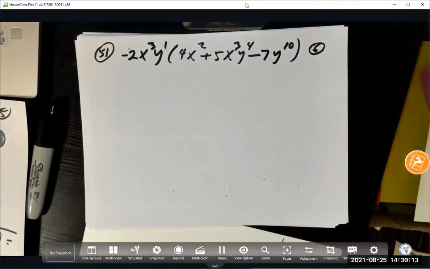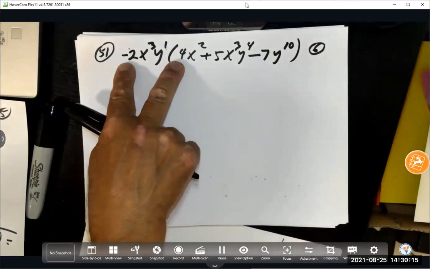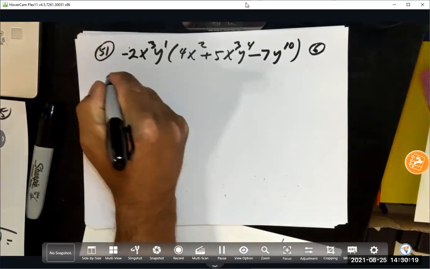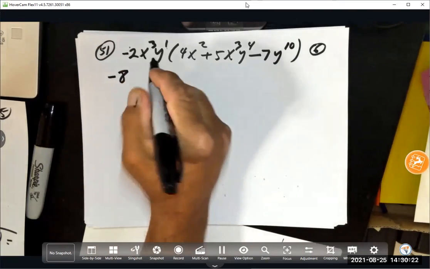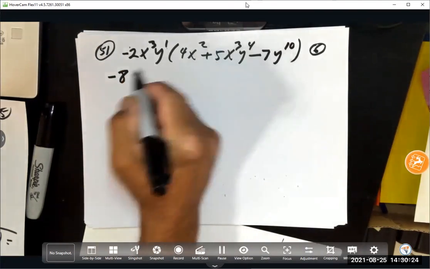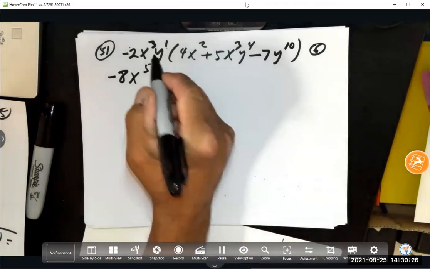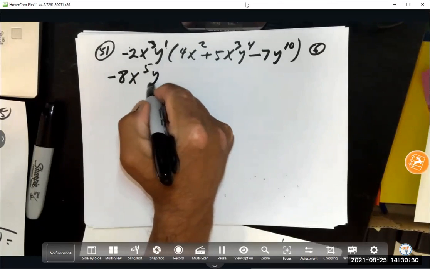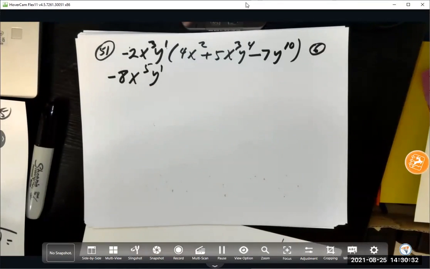You ready? First thing I gotta do is this part right here. What's the number times the number? Negative 8. Negative 8x to the 5th. Somebody said 5 because 3 plus 2 is 5. And y1, there's nothing with the y, so it just stays like that. Does that make sense for the first part?